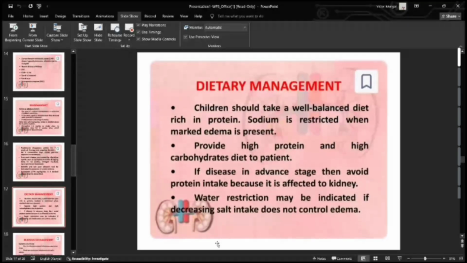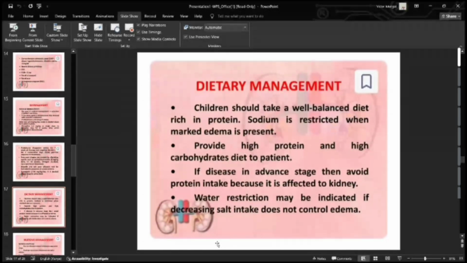For example, a well-balanced diet rich in protein. Because you are losing protein, you have to try and replace the protein being lost. And then sodium is restricted when marked edema is present. Then you provide high protein, as I've said, and high carbohydrate diet to the patient. In advanced stages, avoid protein intake because it affects the kidney.